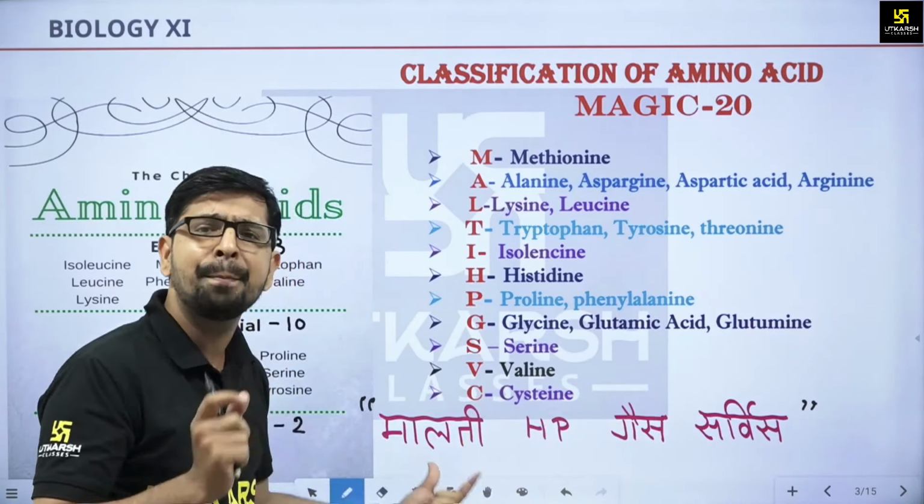The first category is essential amino acid. Essential amino acids are not synthesized within the body system. They are obtained from an outer source, from the diet, so they are called essential amino acids. Correct? What is the mnemonic? How can you remember it?